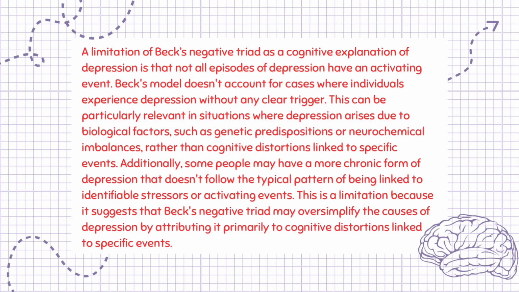Additionally, some people may have a more chronic form of depression that doesn't follow the typical pattern of being linked to identifiable stressors or activating events. This is a limitation because it suggests that Beck's negative triad may oversimplify the causes of depression by attributing it primarily to cognitive distortions linked to specific events.